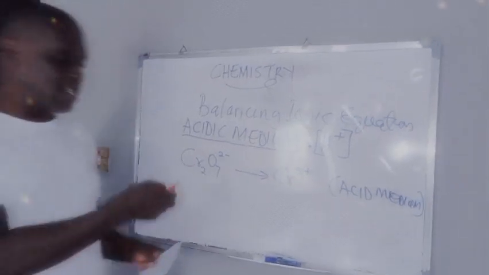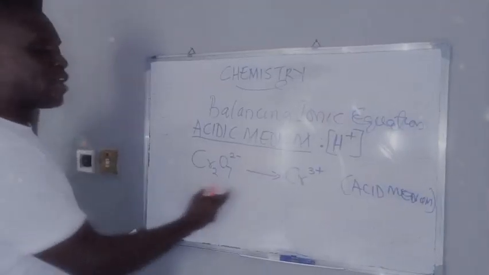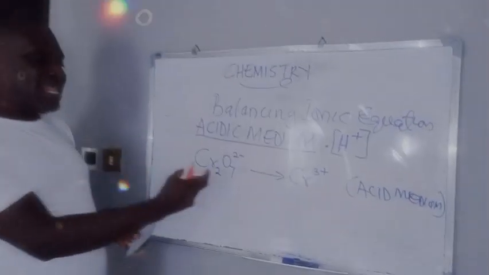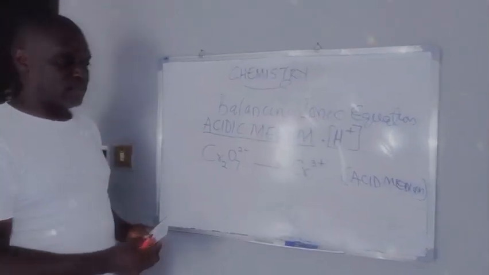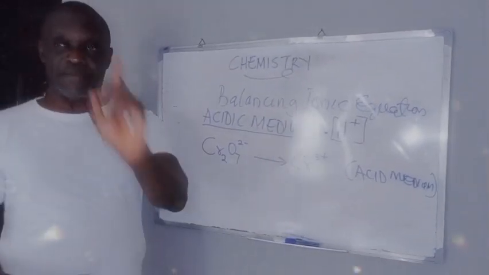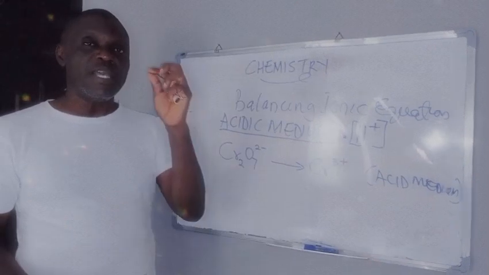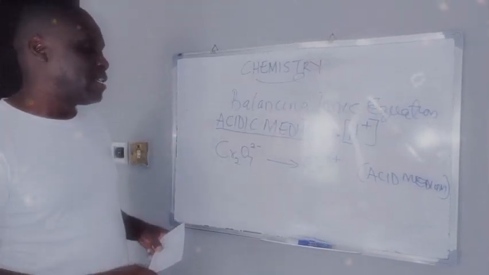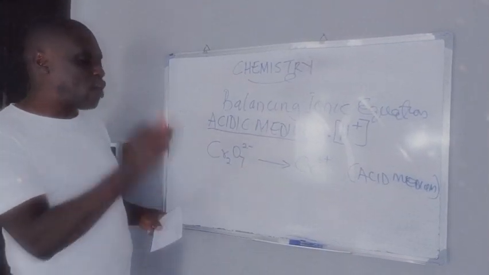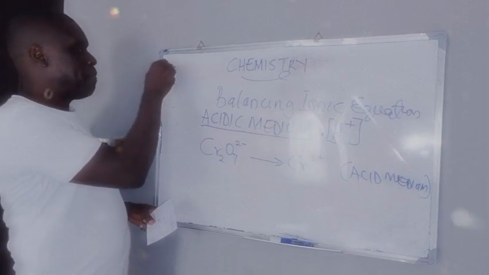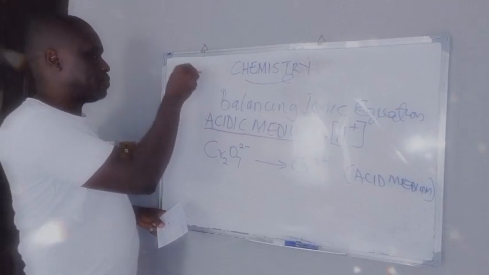Thank you very much. Now let's come back to this. Now this is an ionic equation. To balance this ionic equation in an acidic medium, it has steps that you need to follow. The first step is that, listen to this, you will balance oxygen atoms.